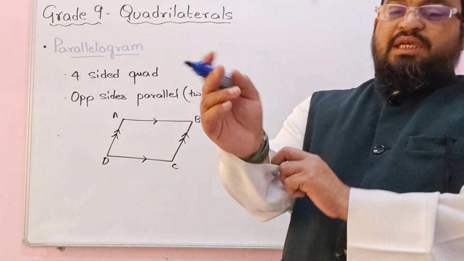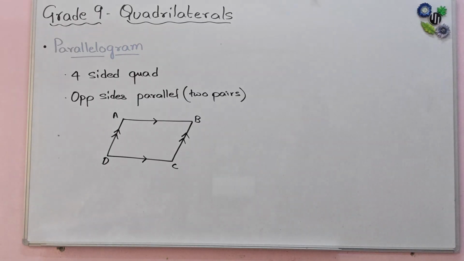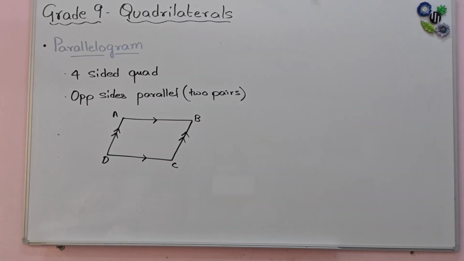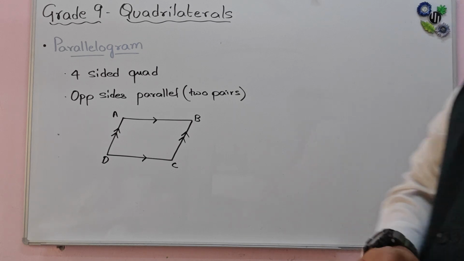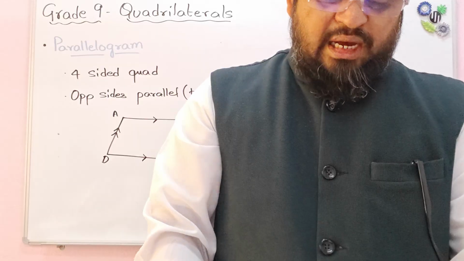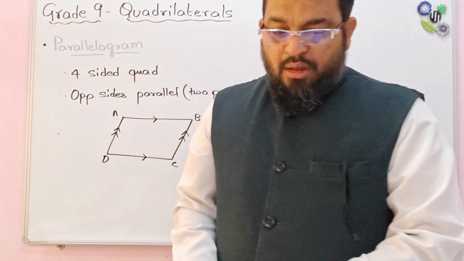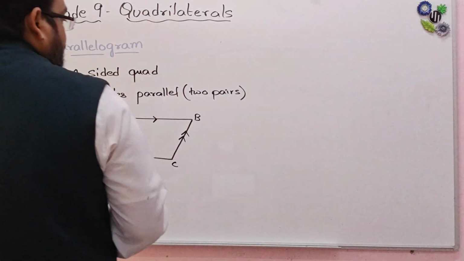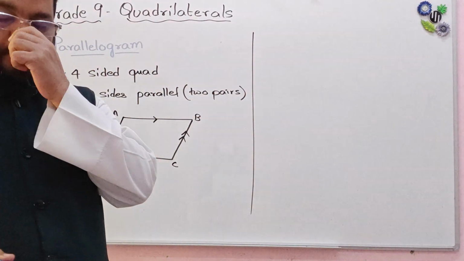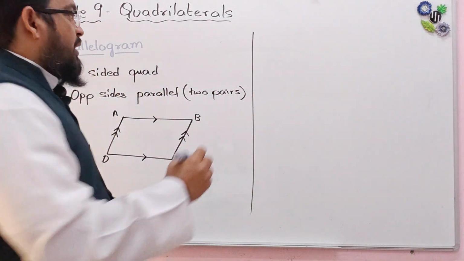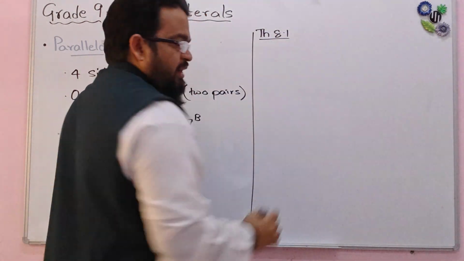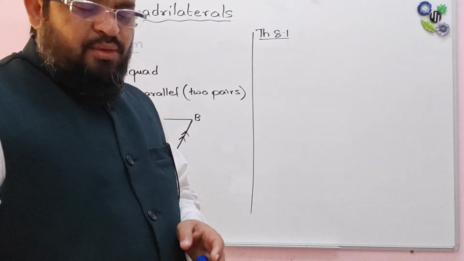So now let us see the properties of a parallelogram. The first property of a parallelogram is, let us first list out the properties, then I will prove it. The first one is theorem 8.1. It is stated in theorem 8.1. So what is theorem 8.1?